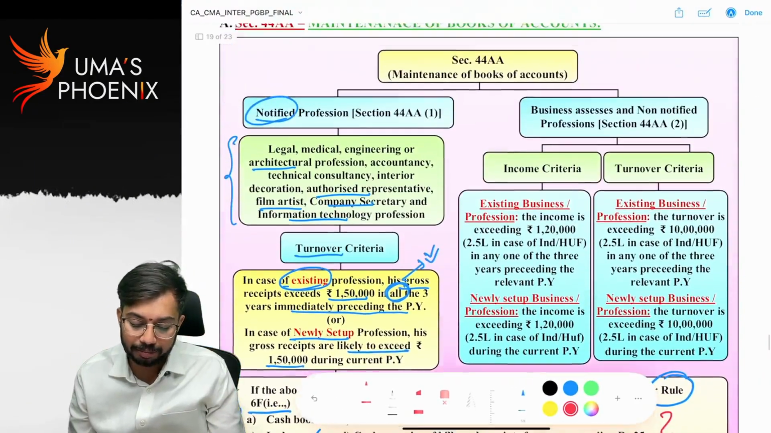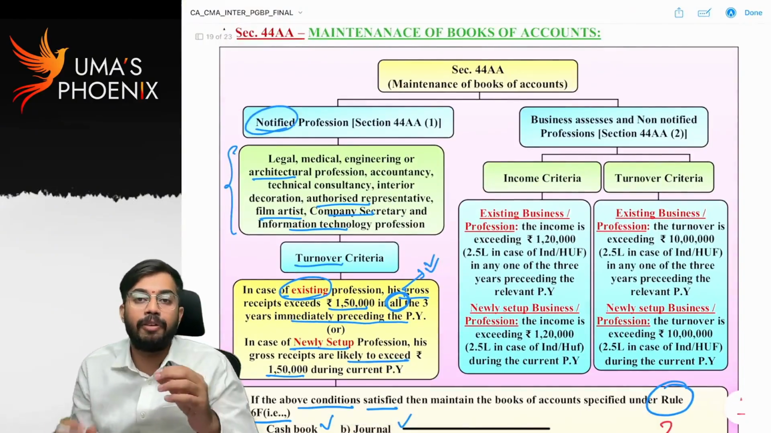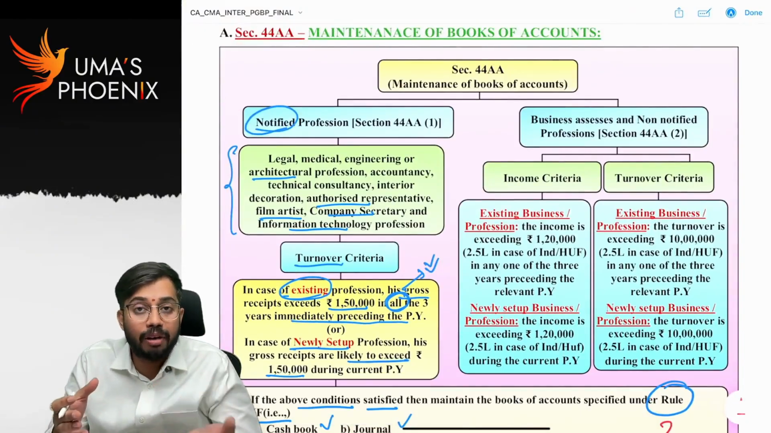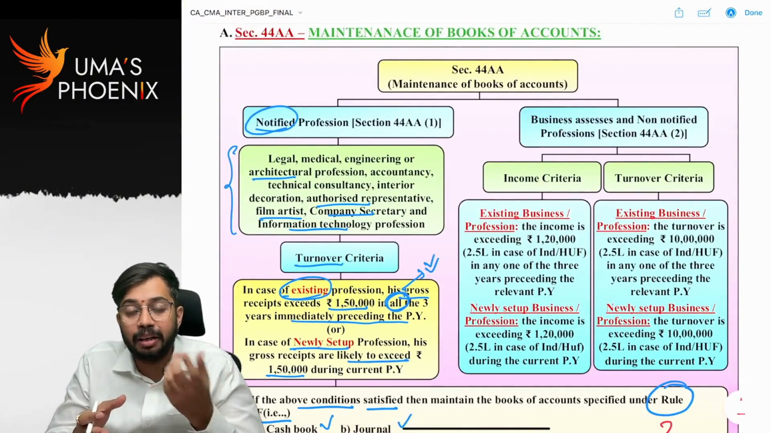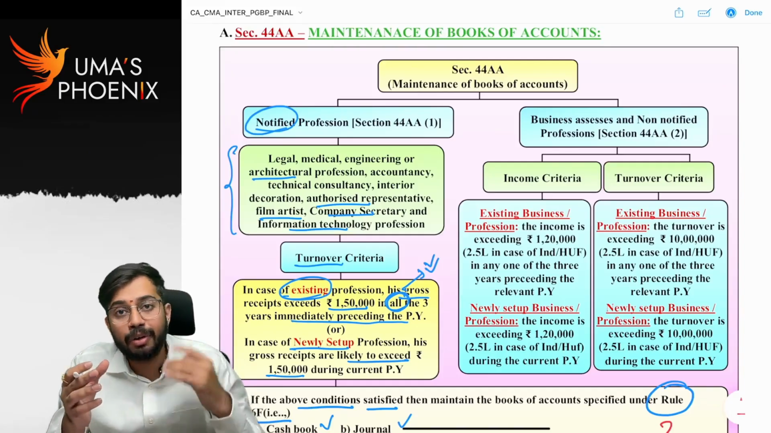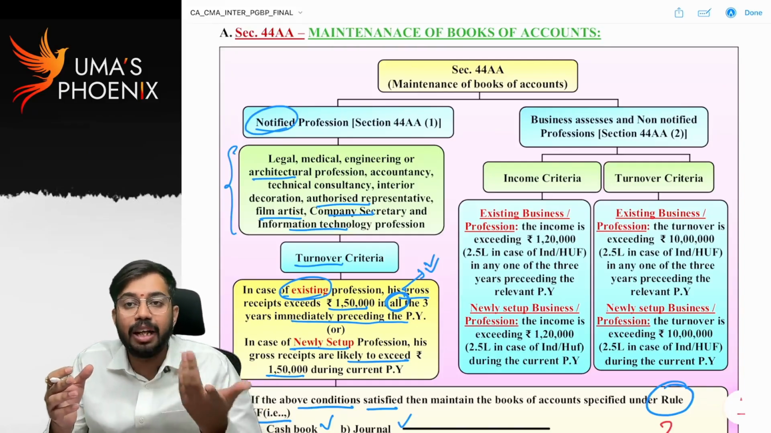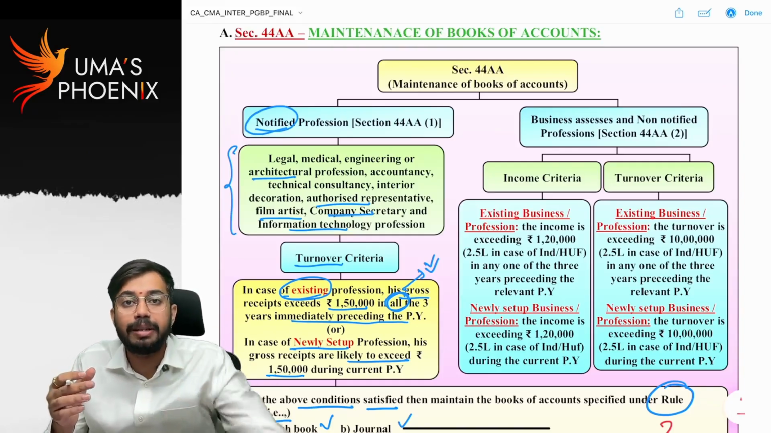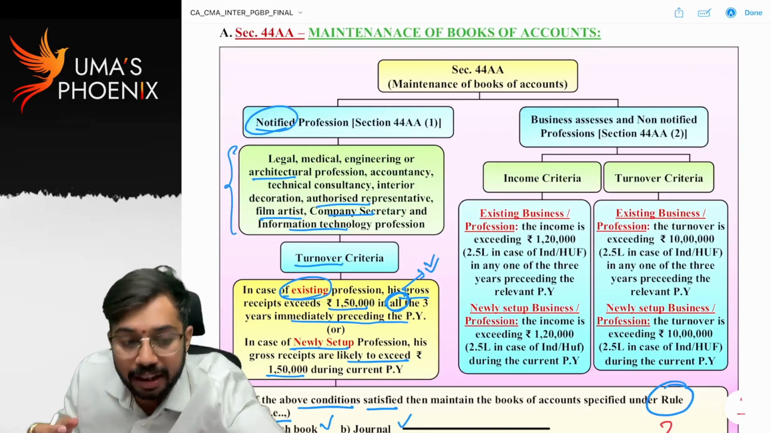Is it clear? So for a newly set up profession, like you got qualified as a CA in the current previous year only, you have to expect: if your gross receipts in the profession are likely to exceed 1,50,000, then you are required to maintain books of accounts as per Rule 6F. Is it clear?